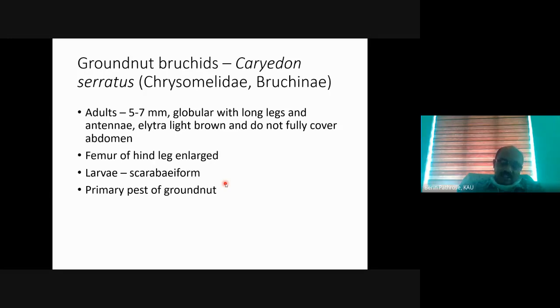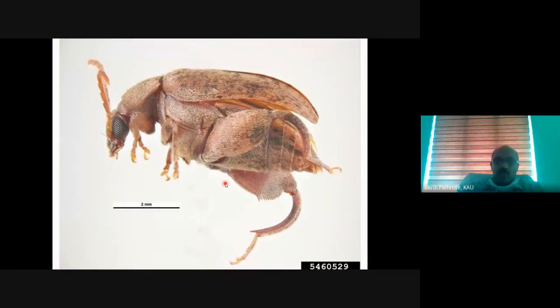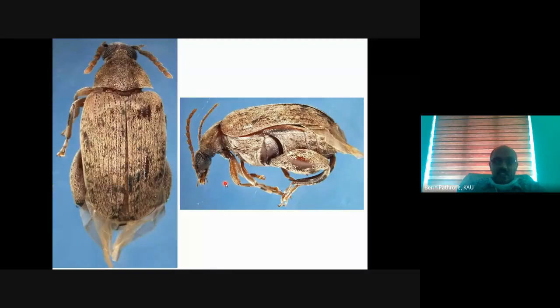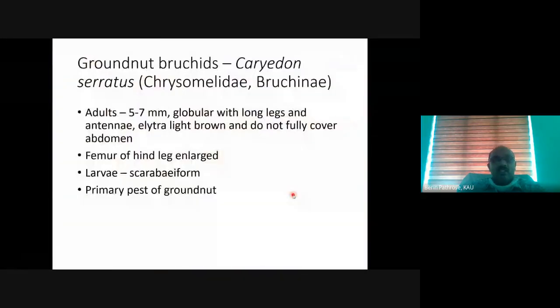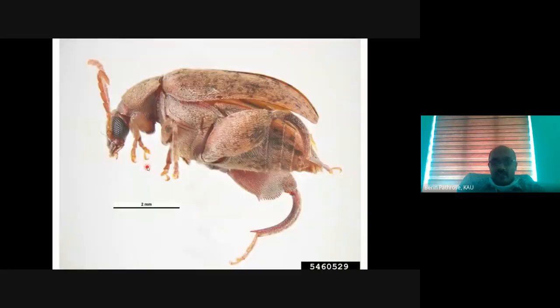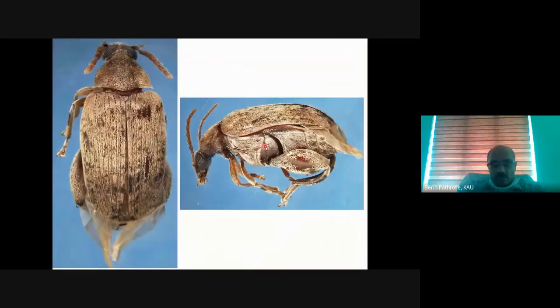See the size. Most of the insects that we discussed till now are 3 mm in size. This is 5 to 7 mm in size, globular with long legs and antennae. Elytra is light brown and does not cover the abdomen fully. One more typical feature you can see: the femur of the hind leg is enlarged. You can see it over here. This picture is more clear; the femur of the hind leg is enlarged.